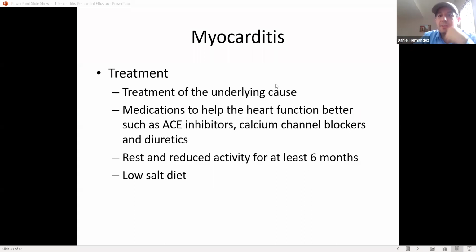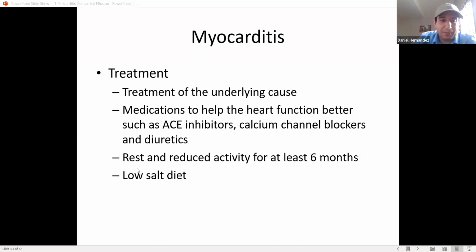For those patients that are suffering from myocarditis, one of the most important things is to just have them rest and relax. We don't want to stress the myocardium any more. It's already inflamed, it's already swollen. We want to give that heart muscle a chance to really calm down and relax. So we're going to have those patients rest and reduce physical activity for at least 6 months. It's a long period that it could potentially take for that myocardium to really return fully back to normal.